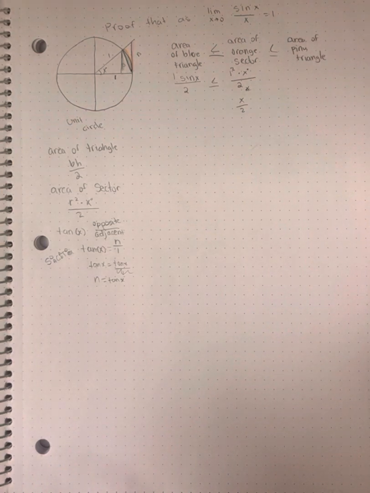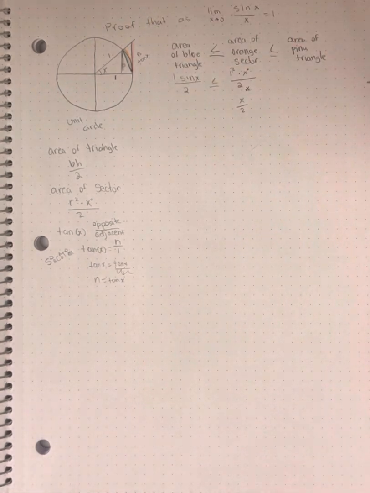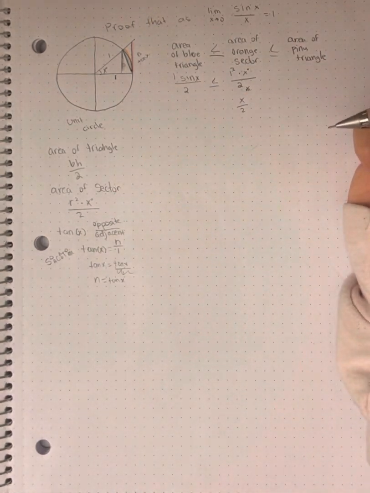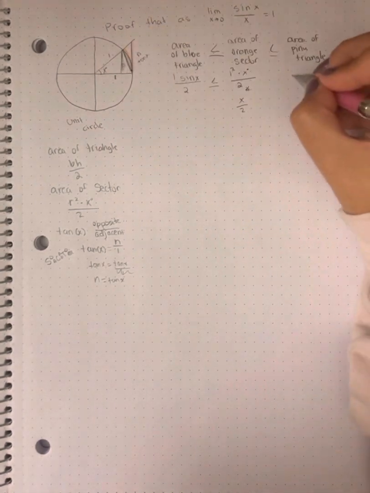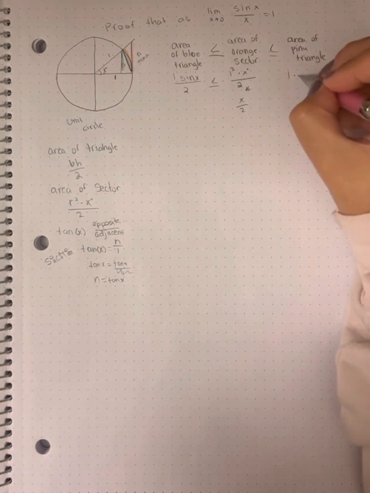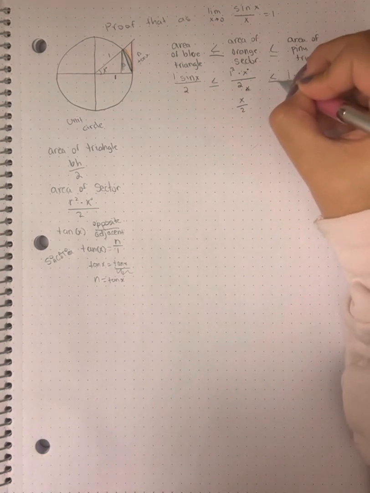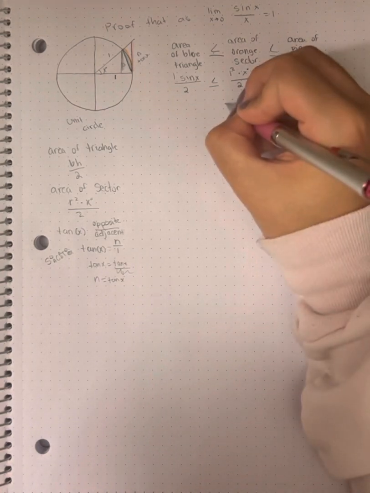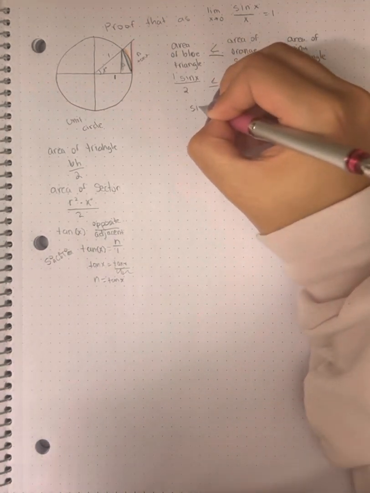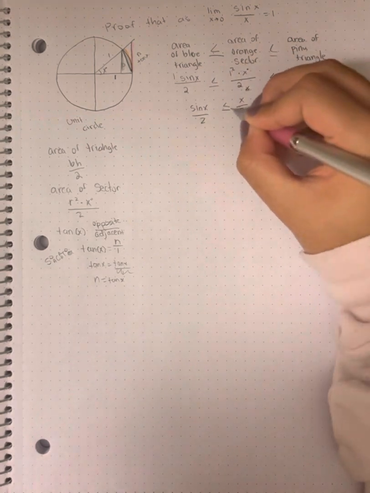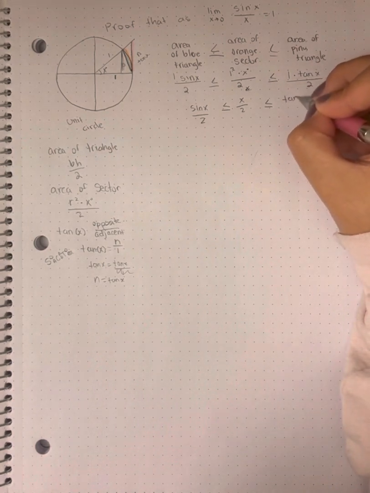So we can write that as our height. And we know that the area of this right triangle is going to be the base, which is 1, multiplied by the height, which is tangent of x, divided by 2. Now we can write this in simpler terms and remove all of these 1's and the 1 squared. So we get sine x divided by 2 is less than or equal to x over 2 is less than or equal to tangent of x over 2.